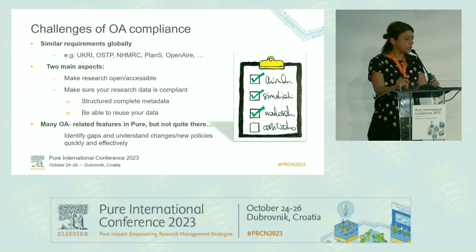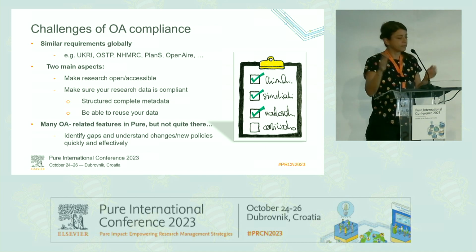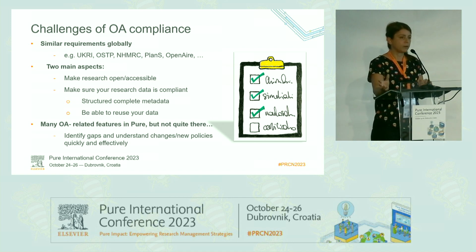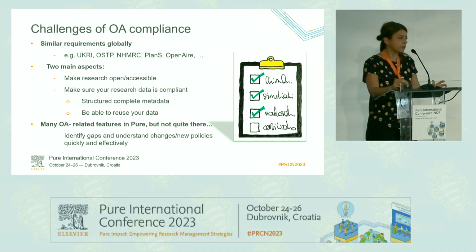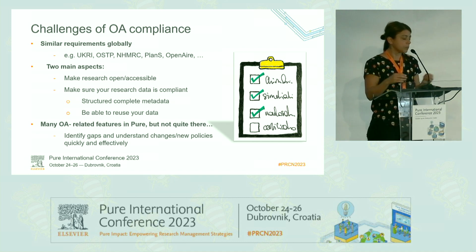Looking at open access compliance, I have already mentioned this in the previous slide, but globally there are similar requirements. We have UKRI, for example, Plan S, and OpenAIRE, and at the base these are all similar. They cover two main aspects: to make research open and accessible, and to make the research data compliant, meaning that it has a standard structure and can be understood, so that you are able to transfer and reuse the data in different systems or for different needs.